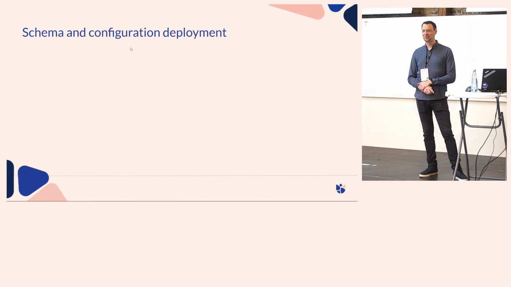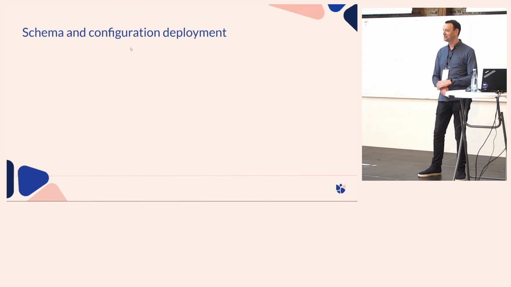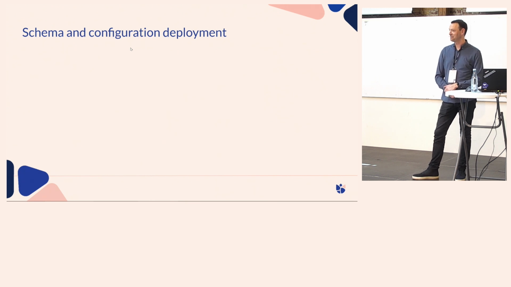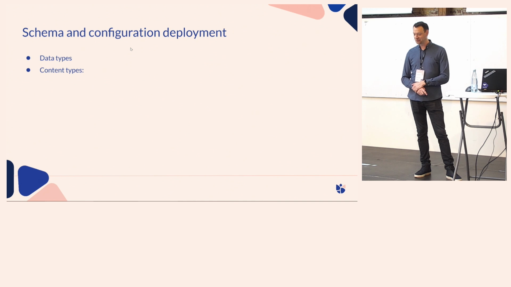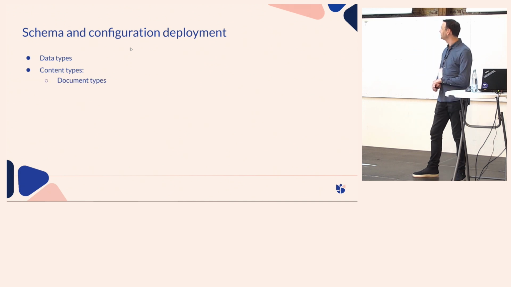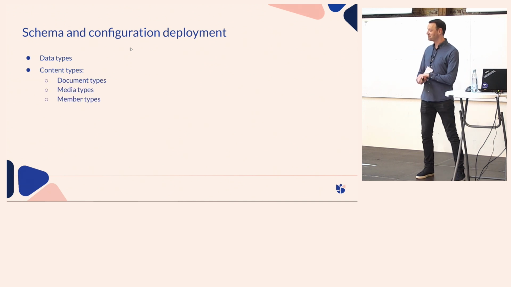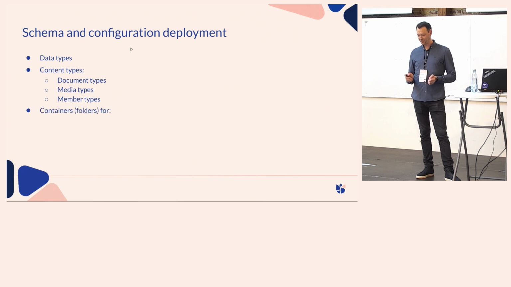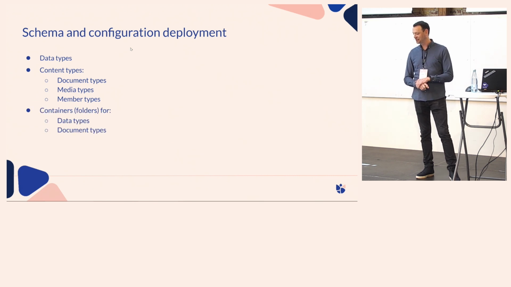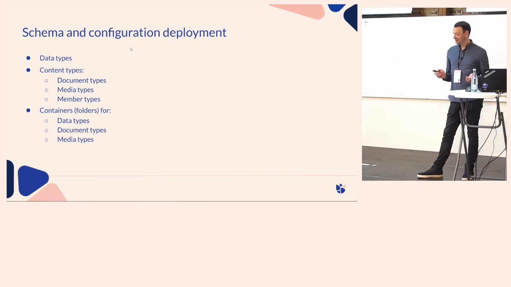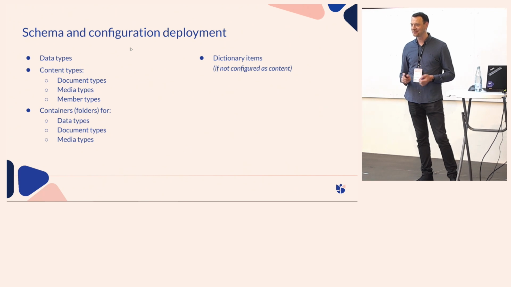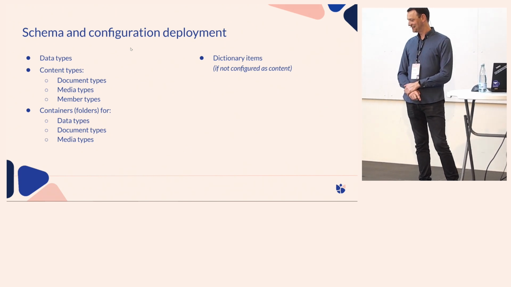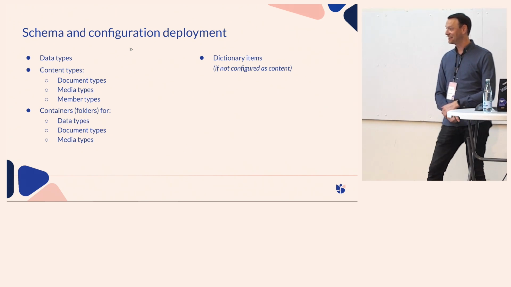Then let's jump in and see what different kinds of schema and configuration can be deployed. First up, there's data types. There's also content types like document types, media types, and member types. Then there's also the containers or folders for data types and document types, and media types. There's no support for member type containers, so that's not yet a thing in the CMS itself.